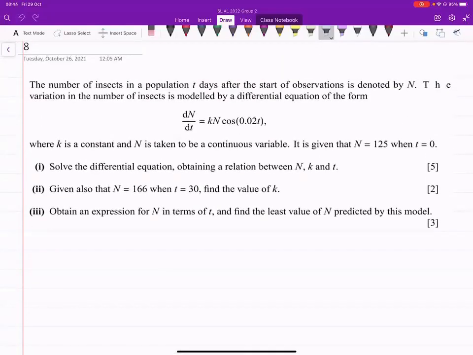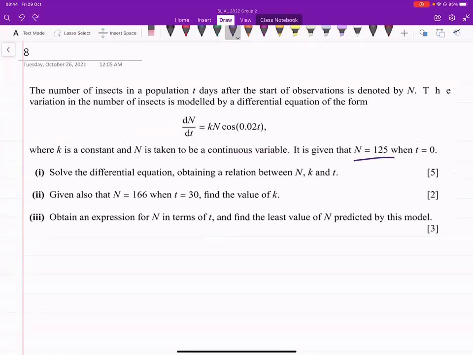So it says the number of insects in a population t days after the start of observations is denoted by n. The variation in the number of insects is modeled by a differential equation of this form. So you are already given the differential equation. You don't have to create it yourself. You're given that k is a constant and n is taken to be a continuous variable. N is the number of insects. It says to treat n as a continuous variable, even though the number of insects cannot be in decimals, but we are given that we can assume it to be a continuous variable still. It is given that n equals 125 when time equals 0. Solve this differential equation, obtaining a relationship between n, k, and t.